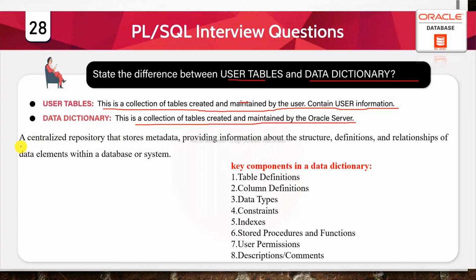So we can say it is a centralized repository that stores metadata, providing information about the structure, definition and relationships of the data elements within a database or system. The key components in the data dictionary tables are table definitions, table column definitions, data types, constraints, indexes, stored procedures, functions, user permissions, then descriptions and comments. So this is all about the key components in the data dictionary table.